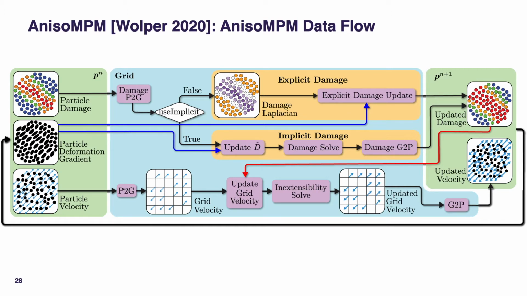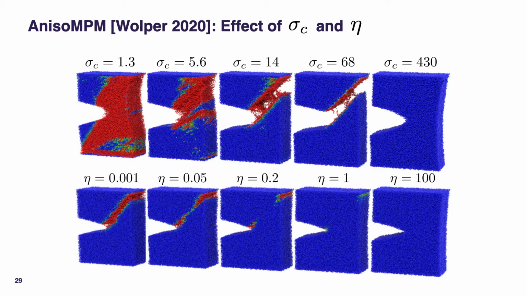This is the treatment for high stiffness materials that I mentioned was part of AnisoMPM earlier. Now let's get some intuition behind the material effects attainable through tuning these damage parameters. Here we show a 45-degree fibered block tearing using explicit damage. In the top row, we show the effect of increasing the critical stress, sigma c, and as you can see, this increases the material's resistance to fracturing.